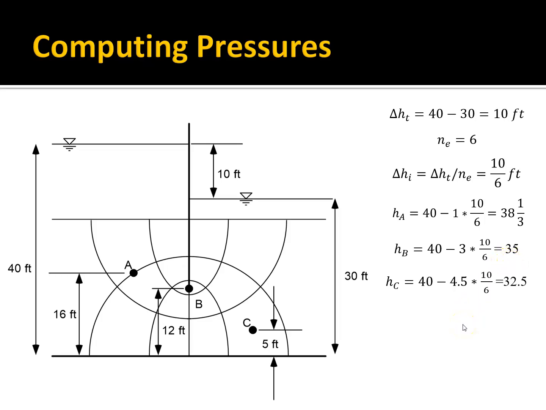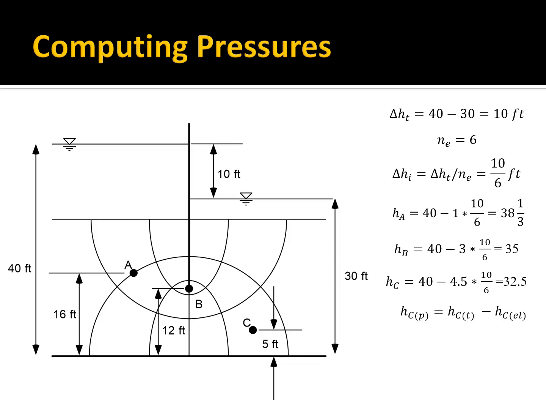And at point C, this one is a little trickier. We have 1, 2, 3, 4.5 equipotential drops. So 40 minus 4.5 times 10 over 6, we have 32.5 feet is the head at that point.